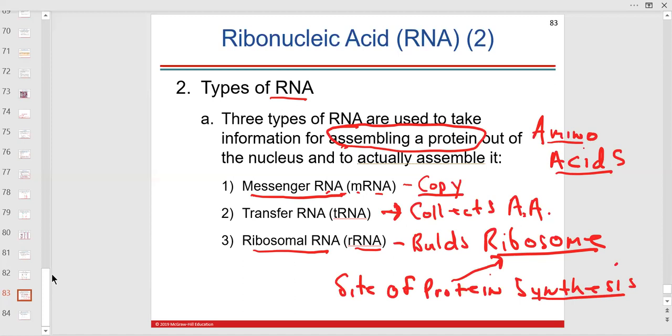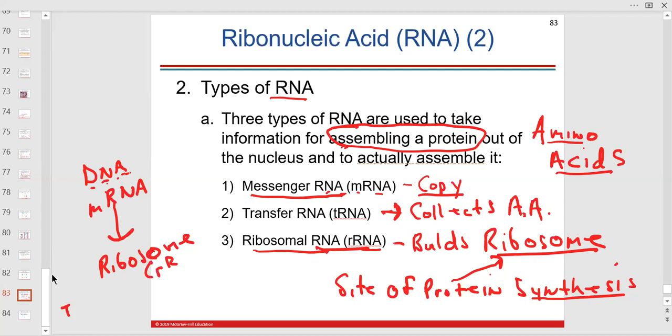Okay, so what's going to happen here? You're going to have DNA in the nucleus, double-stranded, you know all that stuff now. Messenger RNA is going to make a copy of one of those strands of DNA as it's replicating. Crazy. Messenger RNA is going to leave the nucleus, find the ribosome, which is basically built by ribosomal RNA. And you're going to see where that happens. And then transfer RNA, so I'll just put rRNA here.